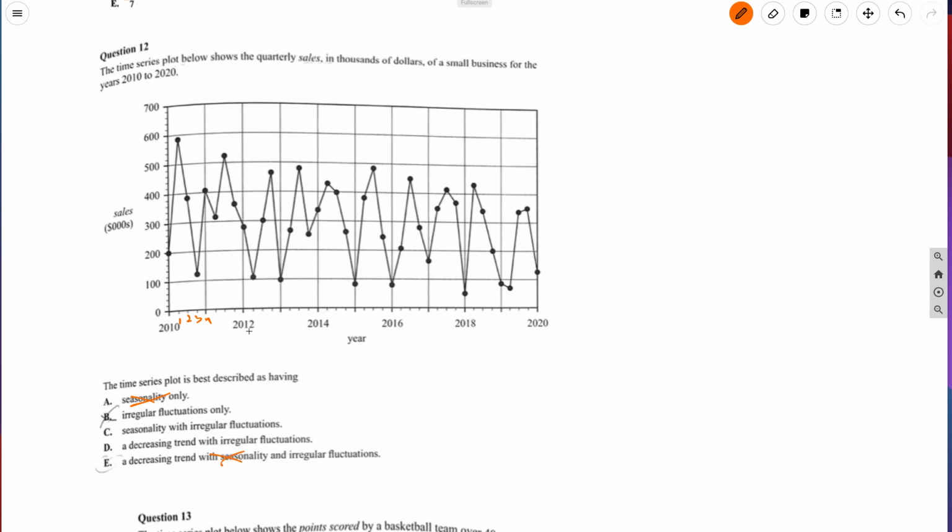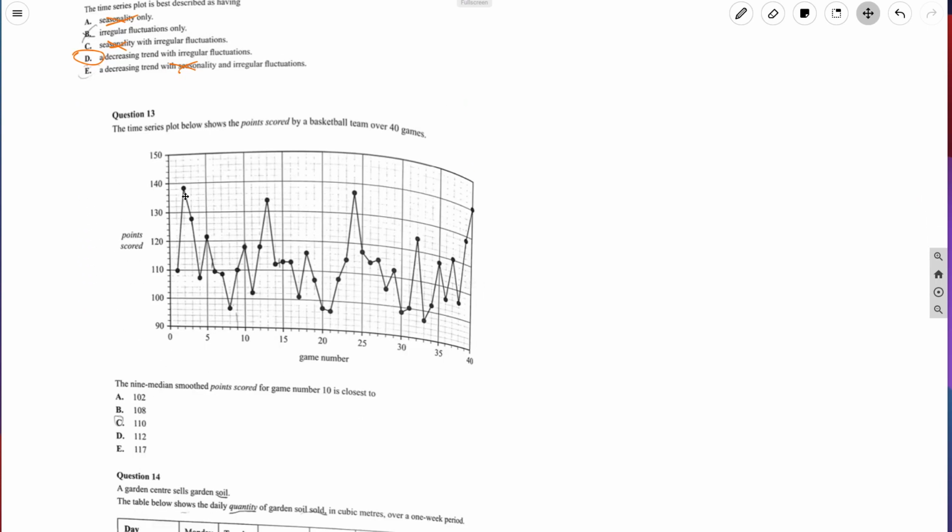And then the next one, irregular fluctuations, is a possibility. Always leave that till the end. That one, seasonality as well, can't be it. A decreasing trend with irregular fluctuations. That would be the most correct because it's got a downward trend line to it. You could fit a trend line as well, but visually by eye, we can see it going down. So B has only got just irregular fluctuations. It's decreasing trend as well.